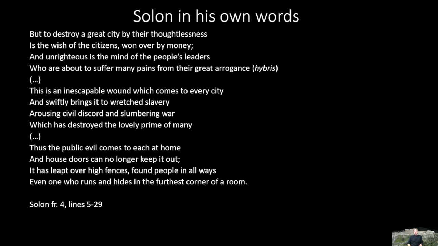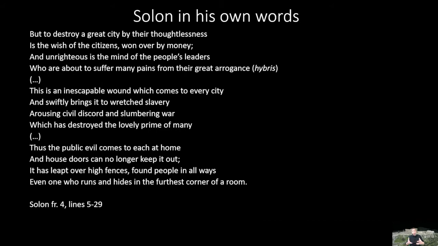This is fragment 4, and I'll show you where you can go if you want to access more of the fragments of Solon's poetry when we get to the end of this section. But to destroy a great city by their thoughtlessness is the wish of the citizens won over by money. And unrighteous is the mind of the people's leaders, who are about to suffer many pains for their great arrogance.